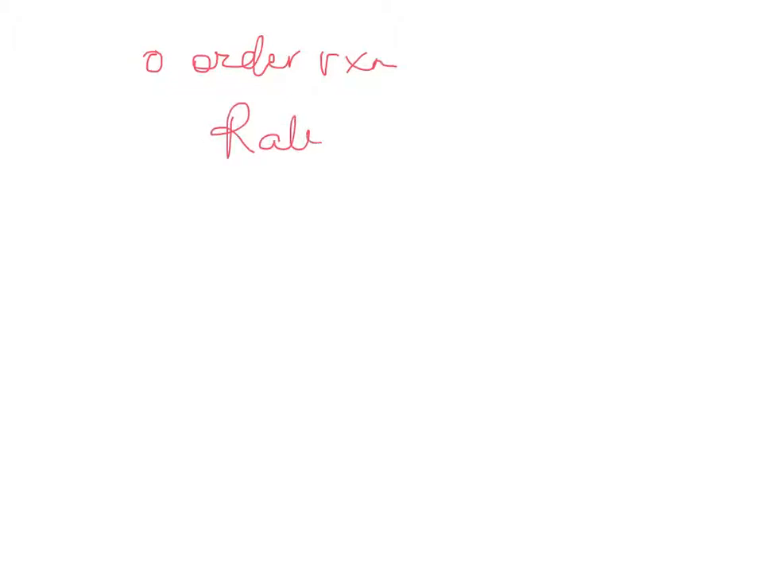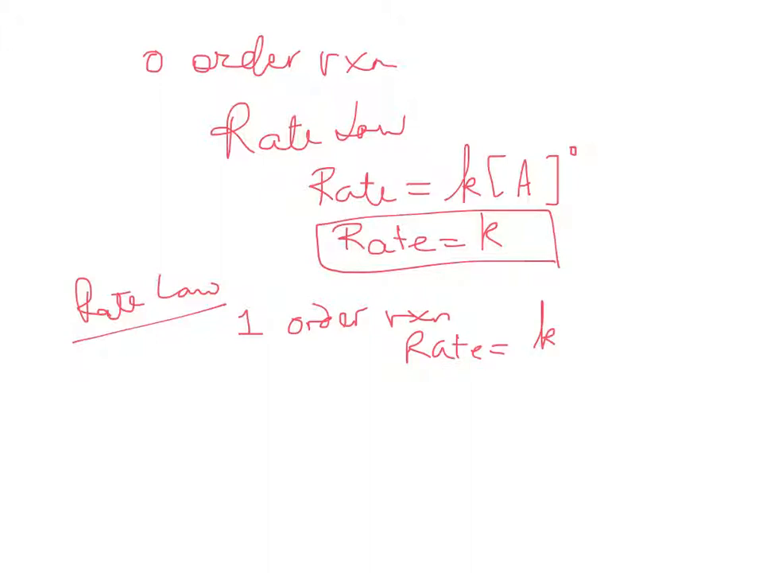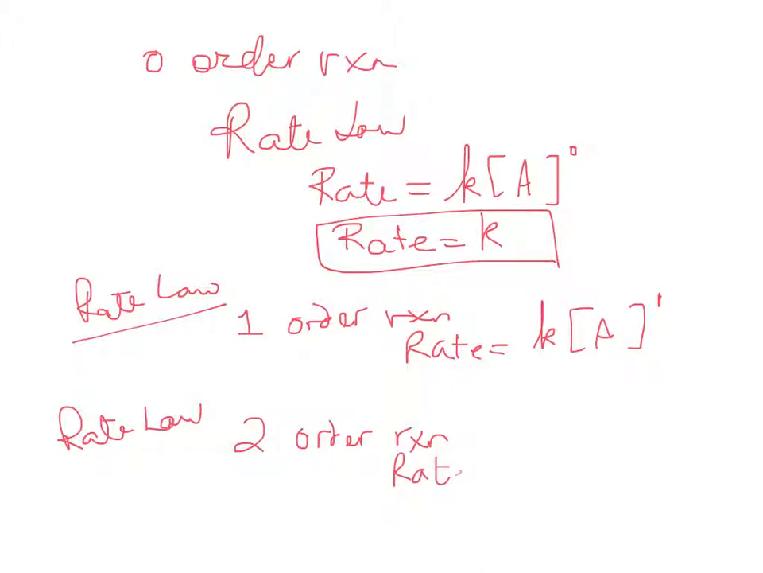So you can perhaps envision that if you had a zero-order reaction, the rate law, as it's called, which basically puts the rate of the reaction into perspective with respect to the concentration, is going to look like this. So you would say that the rate is going to be equal to K. The rate law for a first order reaction is going to look like rate equals K times A to the power of 1. On the other hand, if you consider a second order reaction, the rate is going to look like K times A squared.